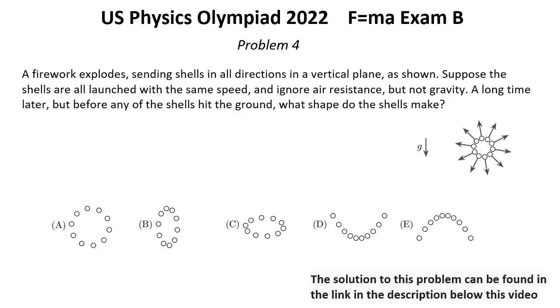Solution for problem number 4. In the absence of gravity, the shells would always form a circle. Adding gravity simply shifts all of these locations downward by gt²/2. So the shape is still always a circle, which is answer A, and that was the solution for problem number 4.